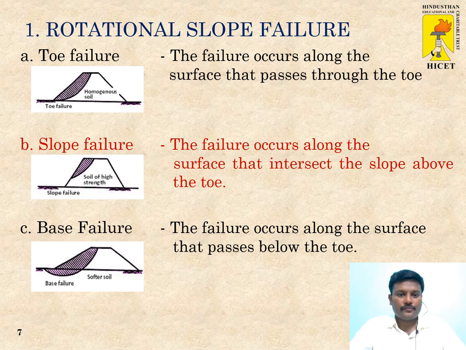There are three types of rotational slope failure. First one, toe failure. The failure occurs along the surface that passes through the toe. Second one is slope failure. The failure occurs along the surface that intersects the slope above the toe. And third one is base failure. The failure occurs along the surface that passes below the toe.